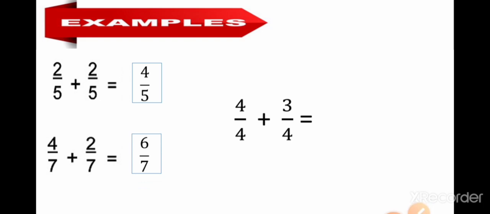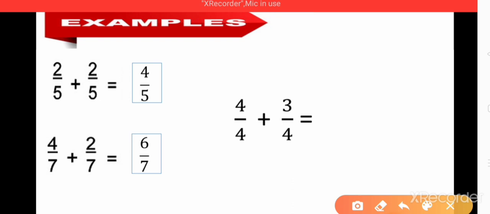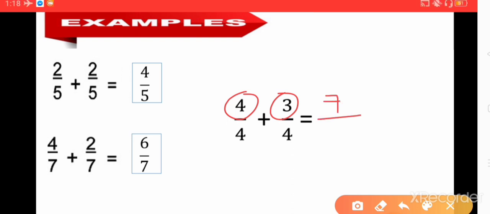Next, 4 over 4 plus 3 over 4. The numerators are 4 and 3. Then add them. 4 plus 3 will give you, very good, 7. So, copy the common denominator, 4. So, final answer na ba yan? Hindi pa. Why? Because this answer is an improper fraction. Kapag sinabing improper fraction, mas mataas yung numerator kaysa sa denominator.